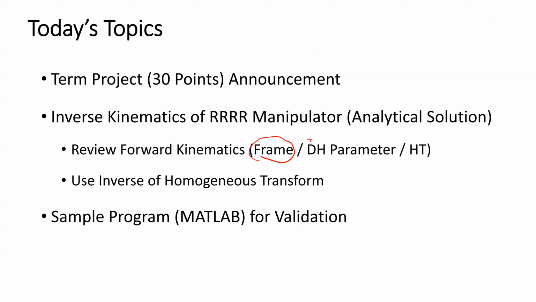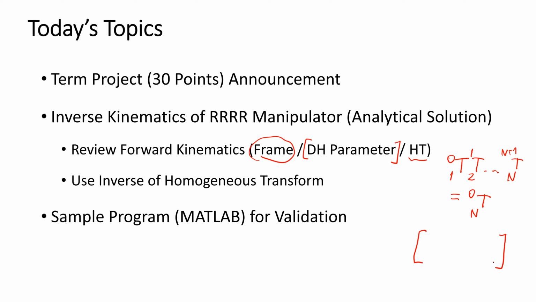We know how to obtain the DH parameter that corresponds to each link of the robot. And then we compose the homogeneous transform matrix. And when we obtain the homogeneous transform matrix, we can obtain the forward kinematics of the robot.